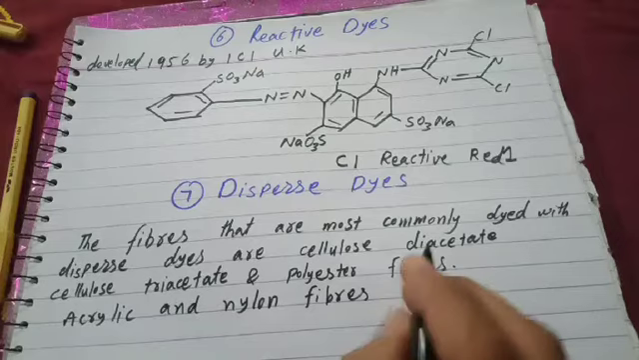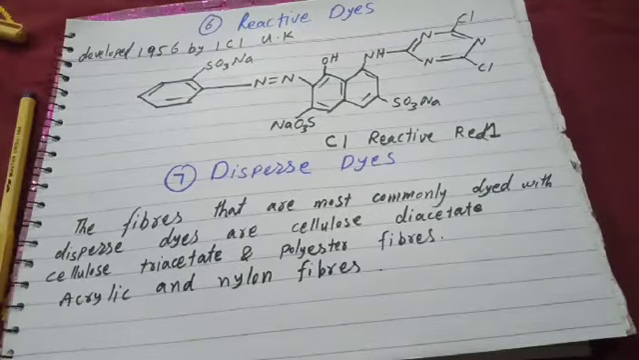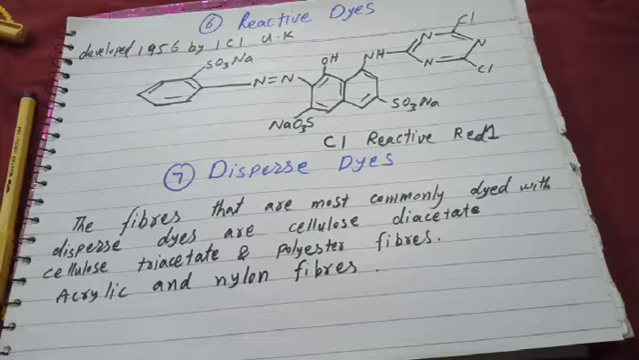To achieve satisfactory color on polyester fiber, which is hydrophobic and has significant crystalline content, the assistance of high temperature and high pressure is needed. An example of a dispersed dye is the structure of CI Disperse Red 220.